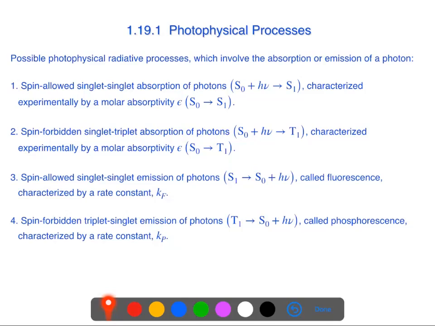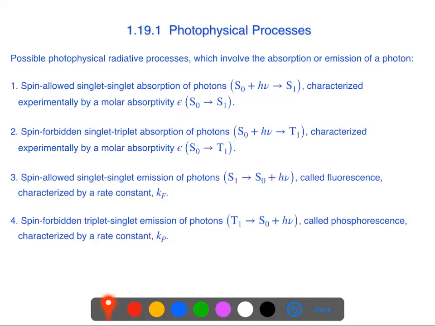So the possible photophysical radiative processes involve the absorption or emission of a photon. The first is the spin-allowed singlet-singlet absorption of photons, in which your ground state molecule, S0, absorbs a photon of energy h nu to generate your electronically excited state, S1. This is characterized experimentally by the molar absorptivity of your reactant, epsilon.